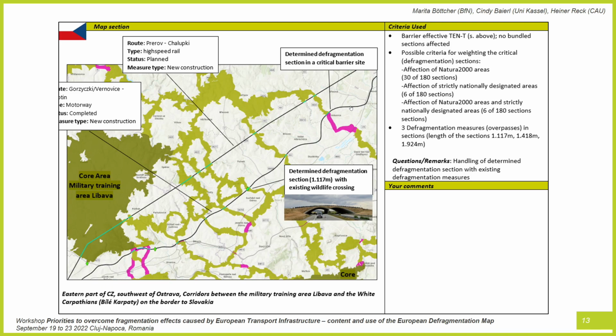I forgot. You see on the right-hand side the criteria we used. We have here no bundled sections in the Czech Republic, and when we look at the affection of Natura 2000 areas, there are 30 of 180 identified sections affected, and just 6 of the strictly national protected areas.